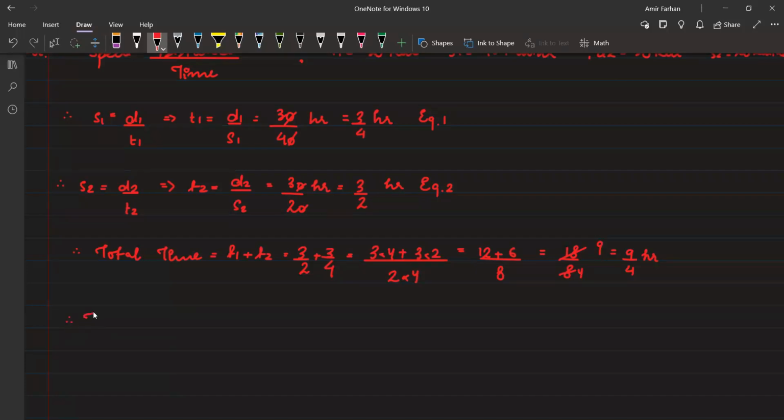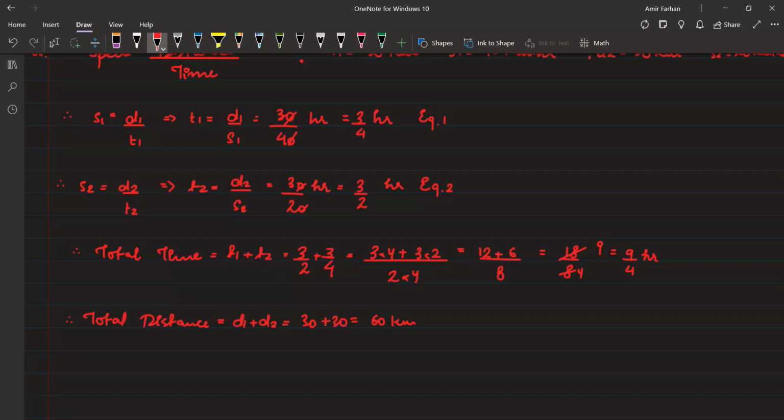Now tell me, total distance will be equal to D1 plus D2. It is 30 plus 30, which comes out to be 60 kilometer. Now, what is the formula of average speed? Total distance upon total time taken. Now you got my point: total distance by total time.